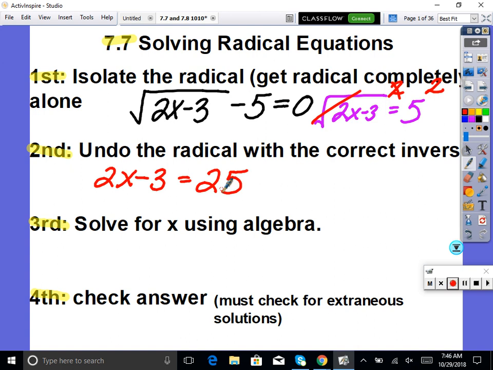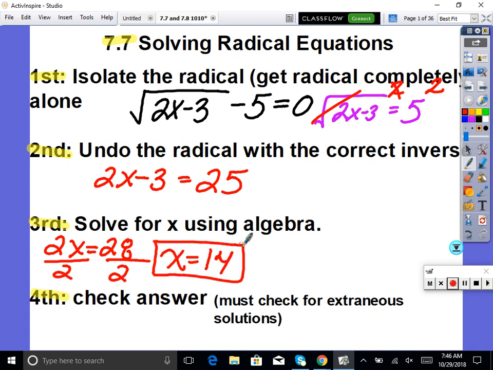So now you just get x alone. We add 3, so we have 2x equals 28. Then divide by 2. So then x equals 14. So there's our solution. And then fourth, we do need to check our answers because once we get to these harder ones, there could be possible solutions that we need to throw out. These really easy ones won't have extraneous solutions.